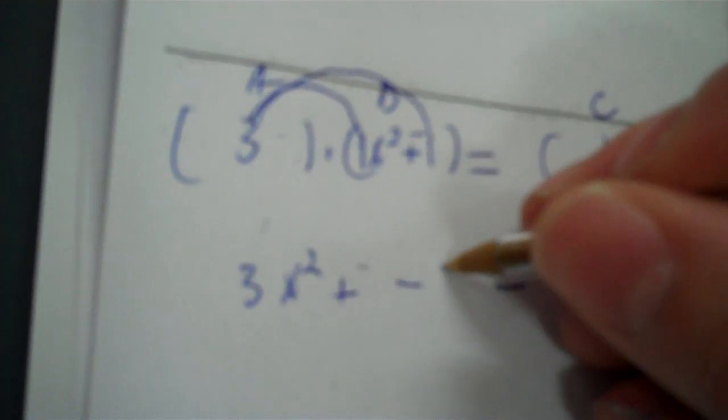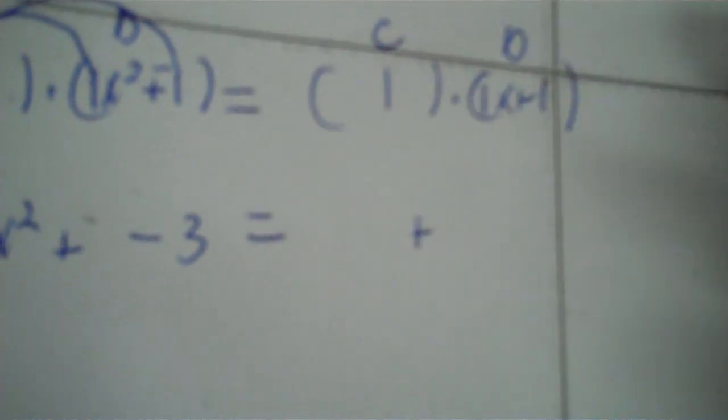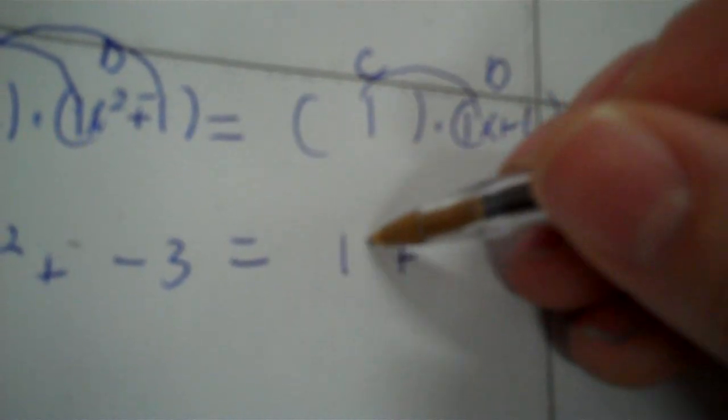Okay, over here you have to distribute your 3 to 1x squared and 3 to negative 1, plus negative 1 if you want. 3 times 1 is 3, but we still have that x squared. 3 times negative 1 is negative 3. On the other side, you've got a positive 1 times 1x is 1x, and 1 times 1 is 1.